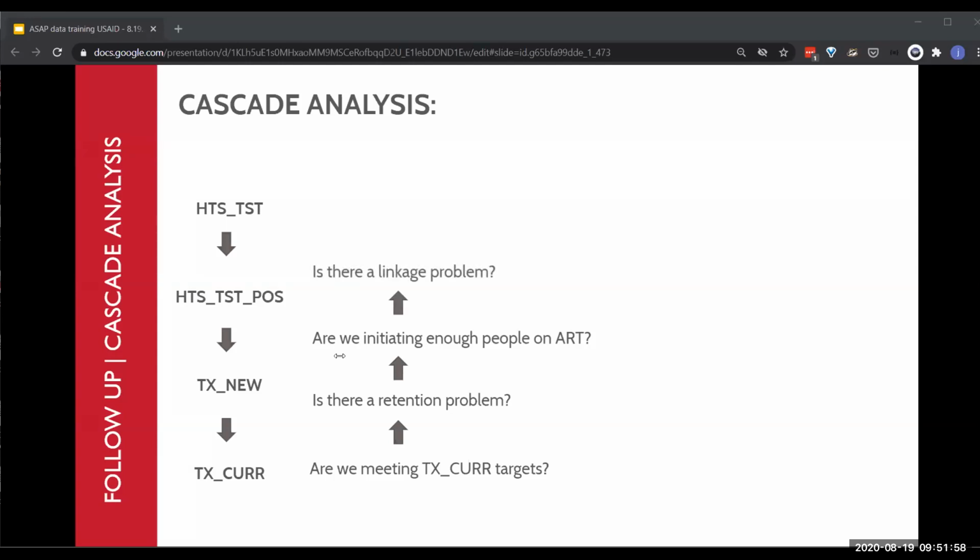And then the linkage problem. That's just looking at the difference between HTS_TST and HTS_TST_POS. And then, are we finding enough positives? So, is our testing program efficient? We talk about a positivity rate. If you test 100 people and you only find one positive, your positivity rate is 1%. Now that might be okay for your context if you're doing something like community testing, or it's very low if you're doing index testing.